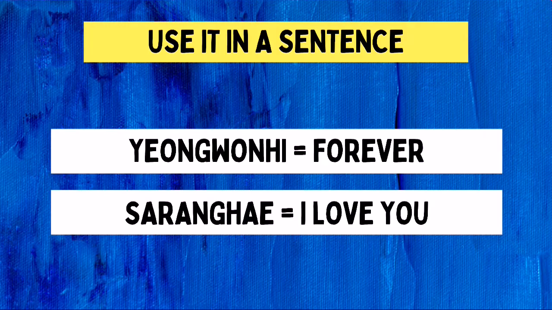The first part of the sentence is our word for today, which is YEONGWONHI. This is an adverb of time, which means forever or never-ending. The second part of the sentence is saranghae. We already know that it means I love you. So if these two are combined, it results in a sentence that means forever, I love you.